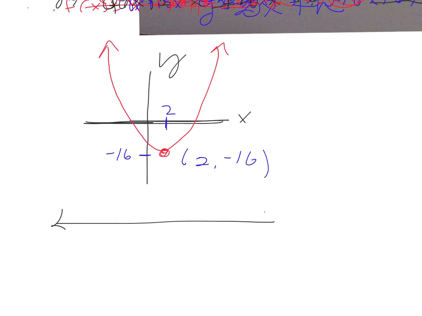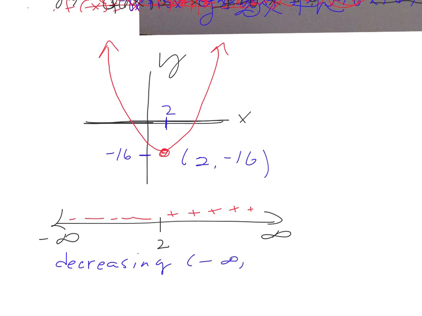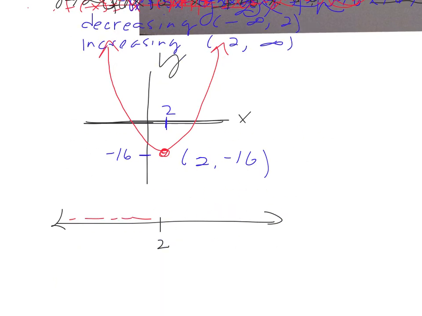So draw a number line underneath. You're going to plot the x value, which is 2. And then you're going to say to yourself, as going from left to right, my function here is decreasing. So put all minuses in here. And then my function increases here. So you're going to put all pluses here. At the ends, put infinity and negative infinity. So it's decreasing from negative infinity to 2. And it's increasing from 2 to positive infinity. Okay, type in b into your calculator, get the graph.